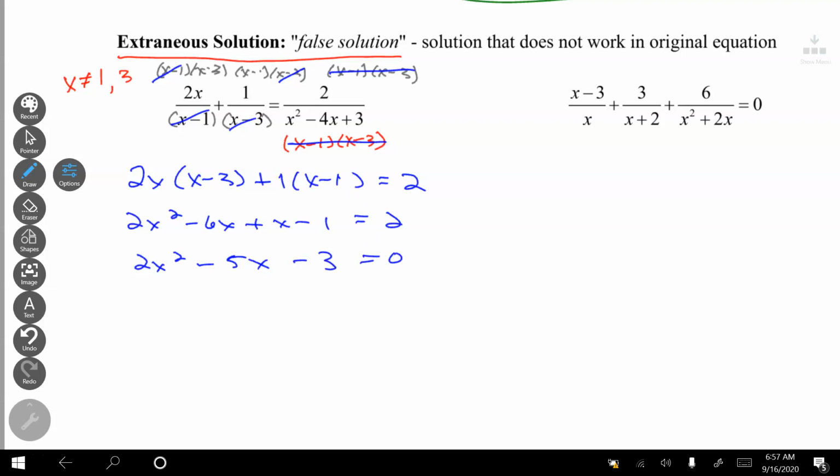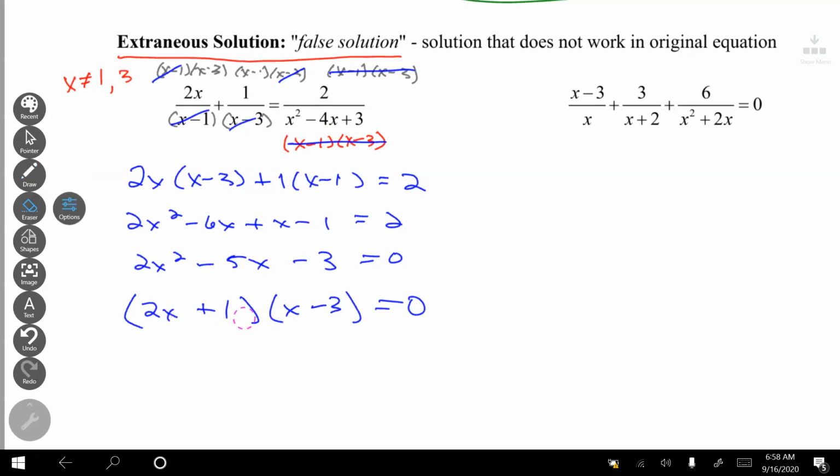So factor 2. I get this: 2x squared minus 5x minus 3. Factor it. 2x and x. A 3 here. I'm going to do a minus 3 here. I'm going to go plus 1 here. Let's see what I get.